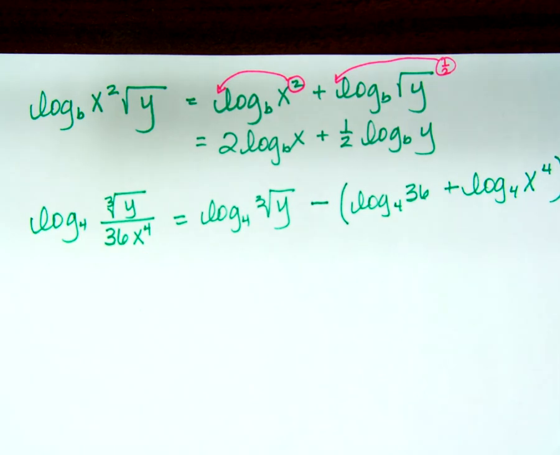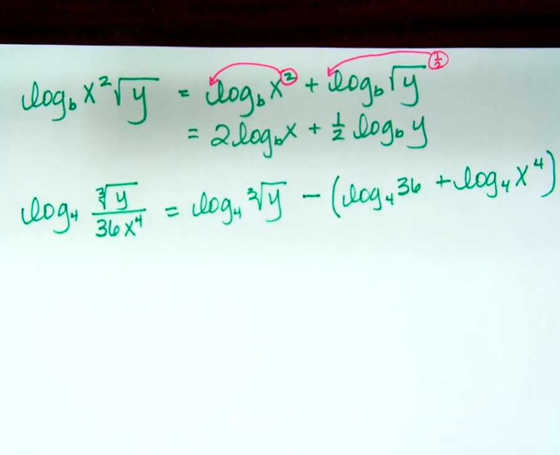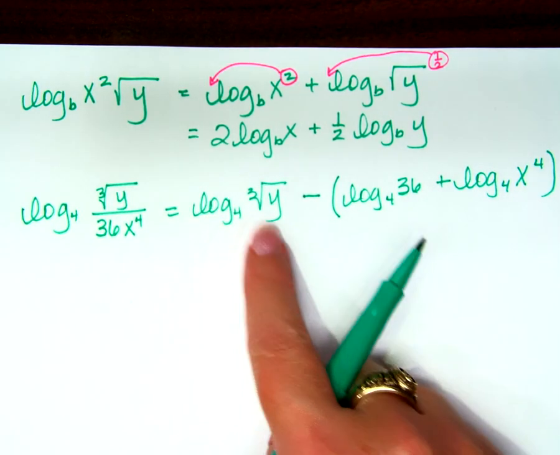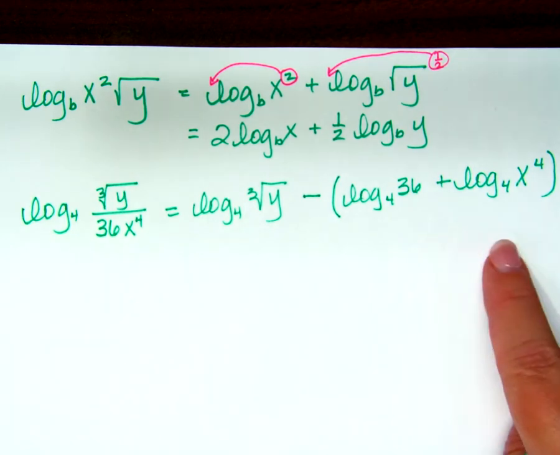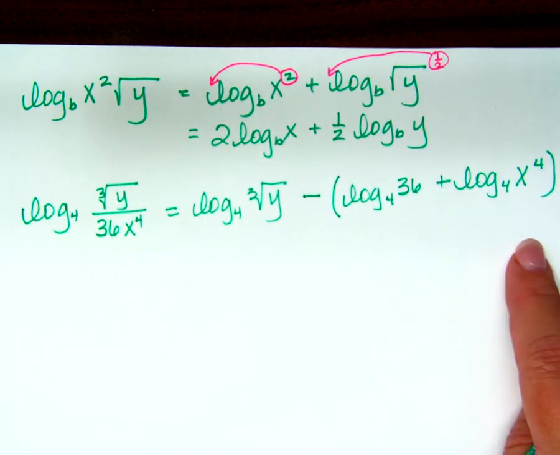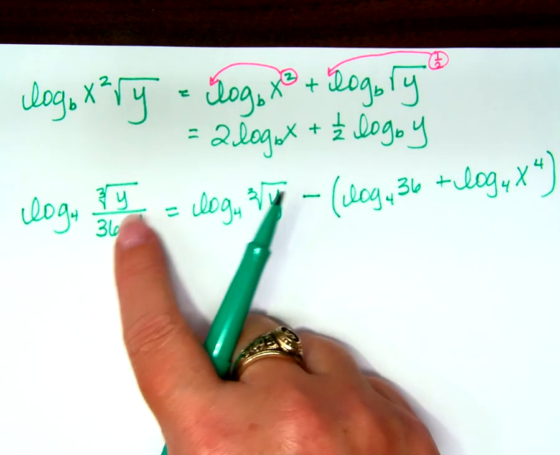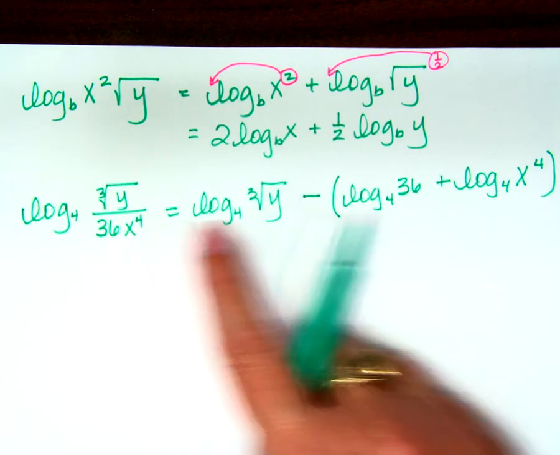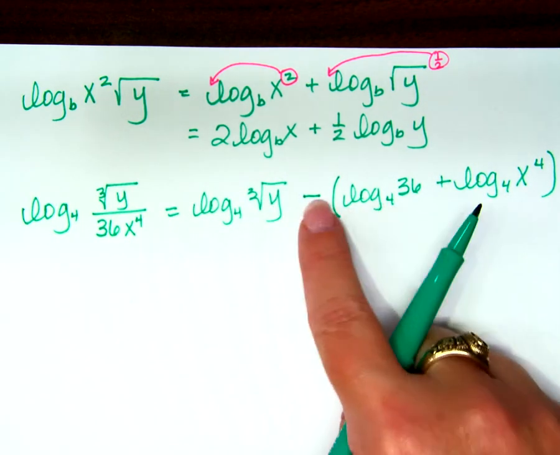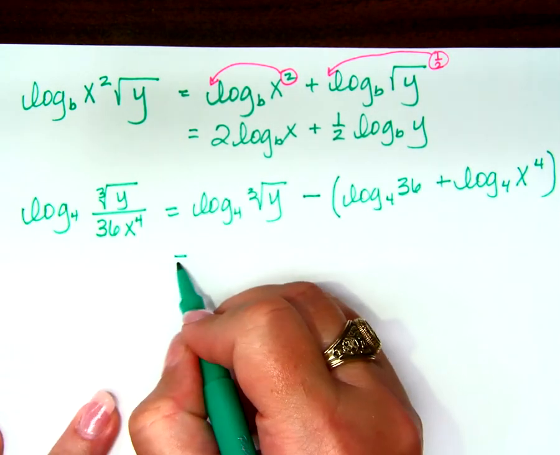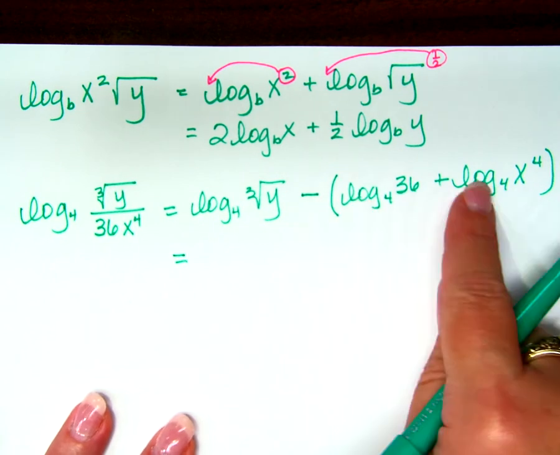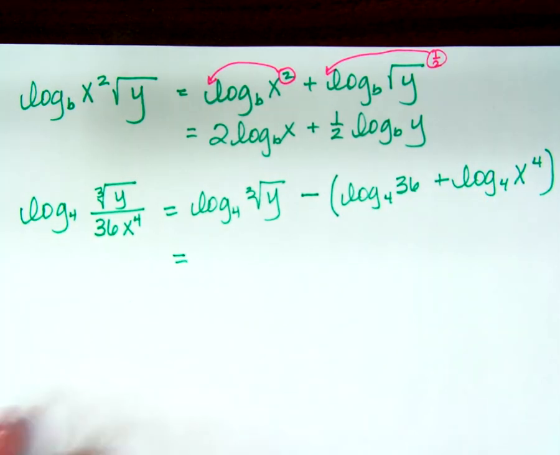Is that the only thing I could do there? Or could I write log base 4 of the cube root of y minus log base 4 of 36 minus log base 4 of x to the 4th? It's not that I'm dividing it again, it's that both of those things are being divided. And if you think about it, if I distribute this negative to each term, isn't that what's happening anyways? Okay. So I do want to do that for the record. I want to distribute this negative sign. Okay. But as I do that, I want to simplify as I go. Are you okay with that?